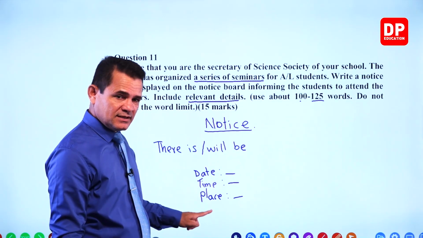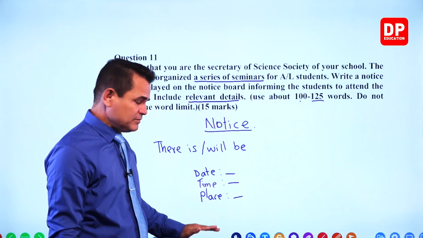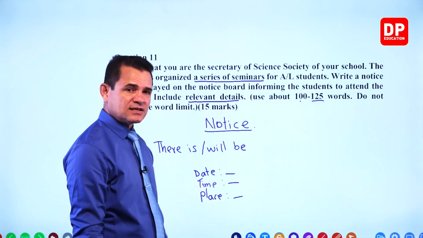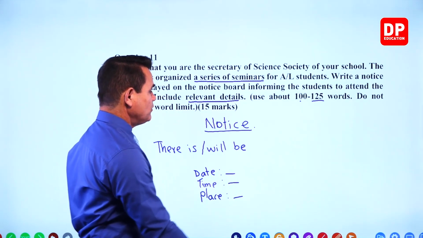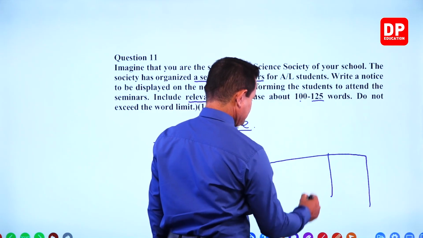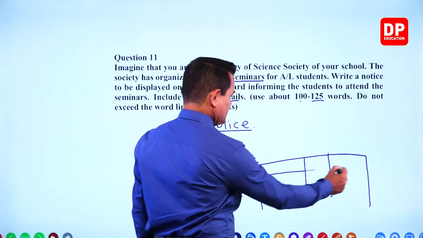It was a date, place, adding details, the dates and times of each subject. Those details can be put in this way or put in a table. You can put them in a table. Here you put the date.